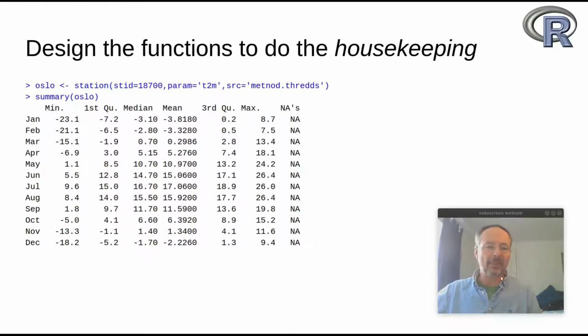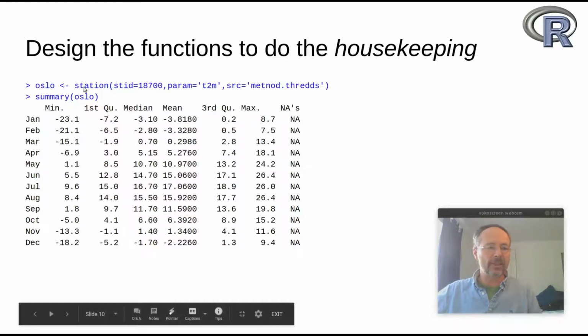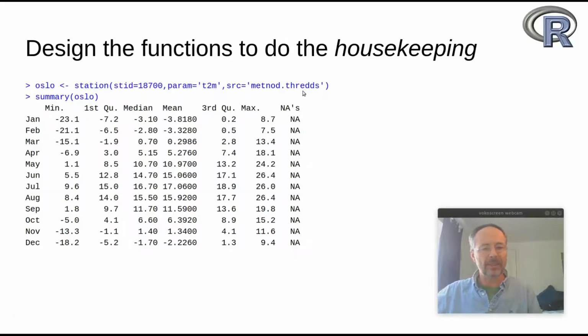So here's one example of the station object. We read data from Oslo, with station ID, from a thredds server, and then we can just write summary of Oslo, and you get the minimum and maximum data for each month, and also the mean and median. You can only get these kinds of results because the Oslo object has information about the months and so on. It contains more information than just the data, because it has the metadata.